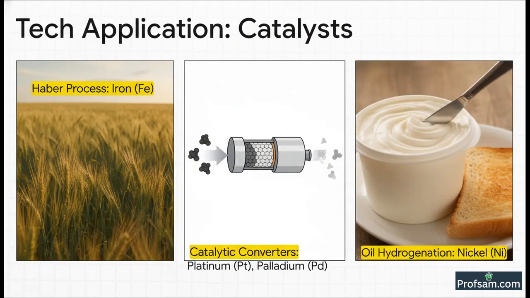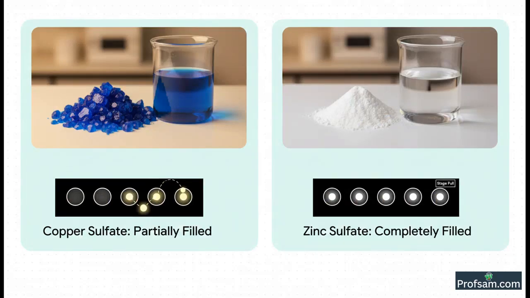This flexibility is also absolutely crucial for technology. Many of the most important industrial processes depend on transition metal catalysts. The Haber process, which makes ammonia for fertilizers, uses an iron catalyst. The catalytic converter in your car, which helps reduce pollution, uses platinum and palladium. And the hydrogenation of oils to make things like margarine uses nickel. All these metals work as catalysts because their flexible d orbitals can interact with other molecules and help them react more easily.